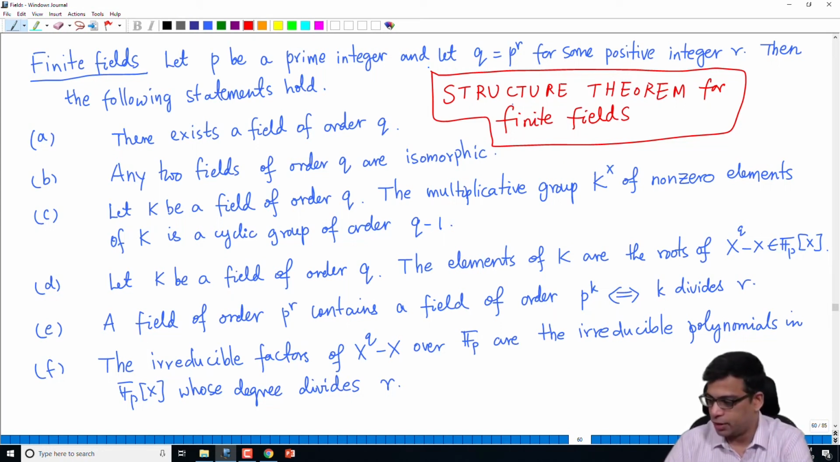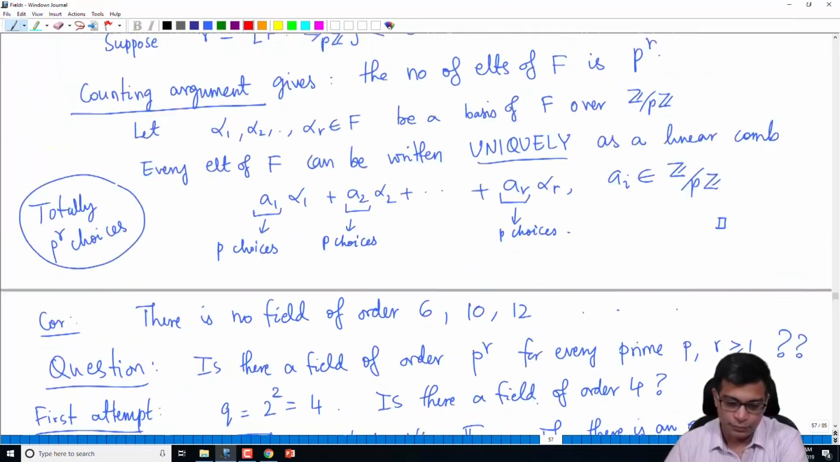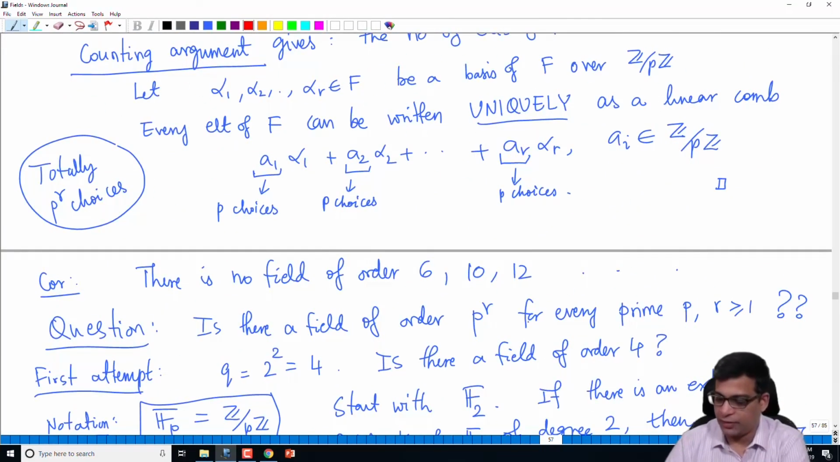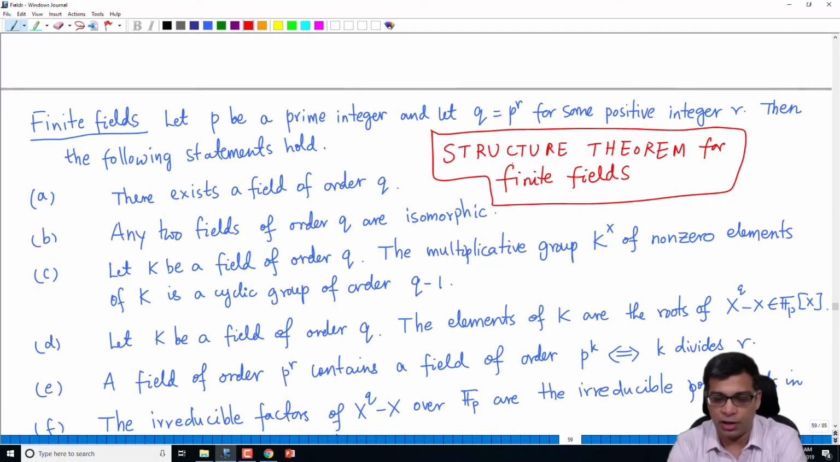So I've already written this to save the time. Let me just read through this. If P is a prime number and Q is any power of P, the first statement is the answer to the question that we stated earlier. Does there exist an element of order P power R for every P and R? And the answer is yes. I'm fixing an arbitrary P and an arbitrary R and taking Q to be P power R. The first statement is there exists a field of order Q.